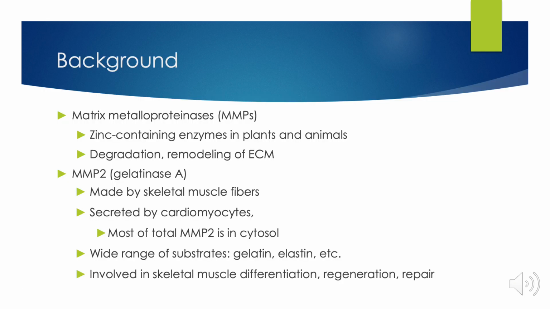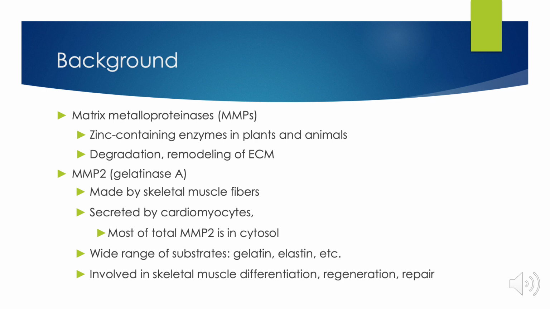The study focused on matrix metalloproteinases, or MMPs, as we will address them in our presentation. These are zinc-containing enzymes in plants and animals. They're involved in degradation and the remodeling of the ECM. There are 6 different categories of MMPs: collagenases, gelatinases, stromelysins, matrilysins, and other membrane-type MMPs. The study will focus on one category, gelatinases.